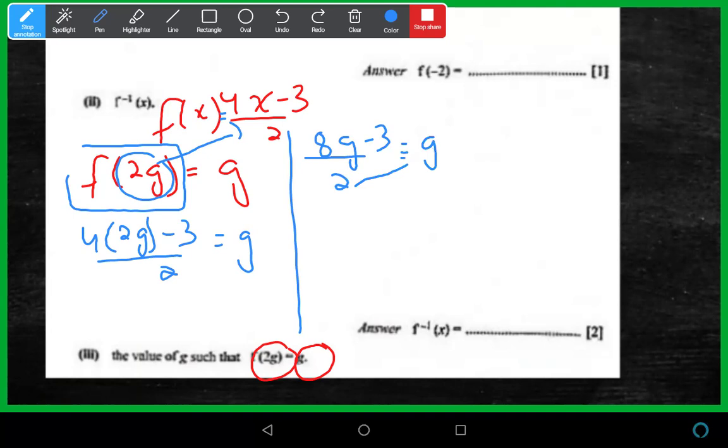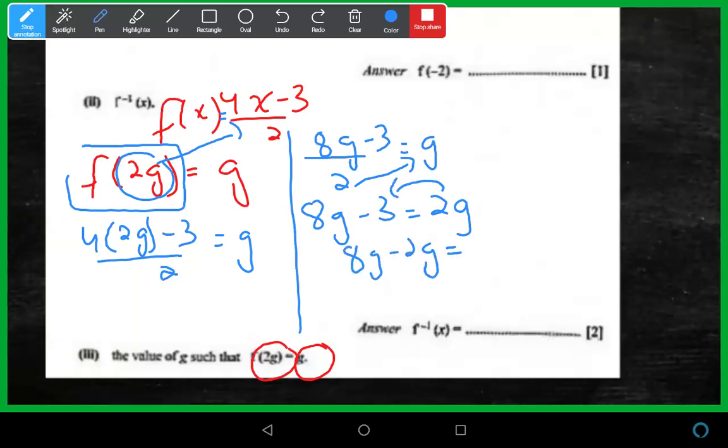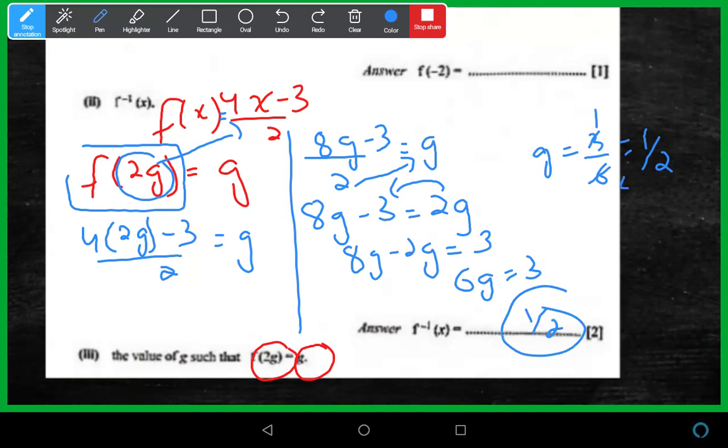This 2 will go to the g and it will multiply: 8g minus 3 is equal to 2g. 2g moves toward this side, it will be minus 2g, and 3 will move toward the right side, it will become positive 3. So 8g minus 2g will become 6g is equal to 3. Now 6 will divide, so 3 divided by 6. The answer will be 1 upon 2. So the value of g is positive 1 upon 2.